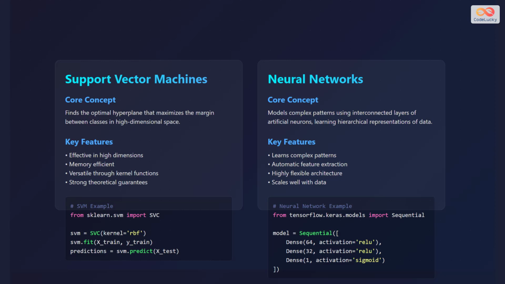Let's explore more key classification algorithms. First, support vector machines or SVMs find the optimal hyperplane that maximizes the margin between classes in high-dimensional space. SVMs are effective in high dimensions, memory efficient, versatile through kernel functions, and have strong theoretical guarantees. Second, neural networks model complex patterns using interconnected layers of artificial neurons. These learn hierarchical representations of data. Neural networks learn complex patterns, automatically extract features, have a highly flexible architecture, and scale well with data.